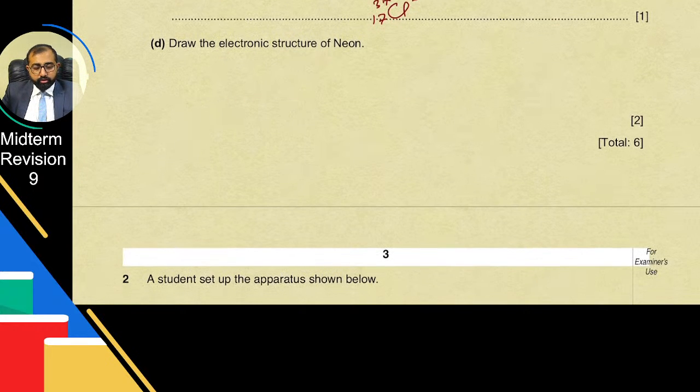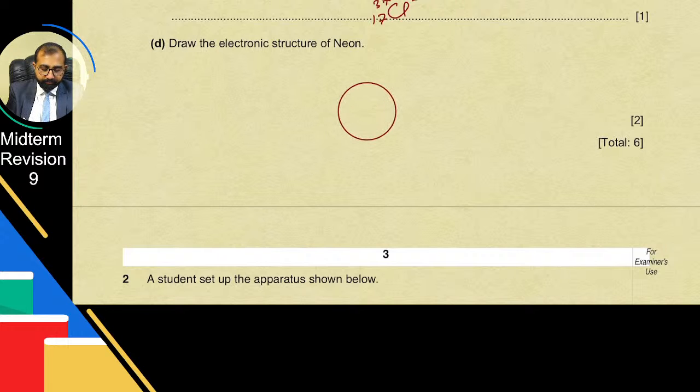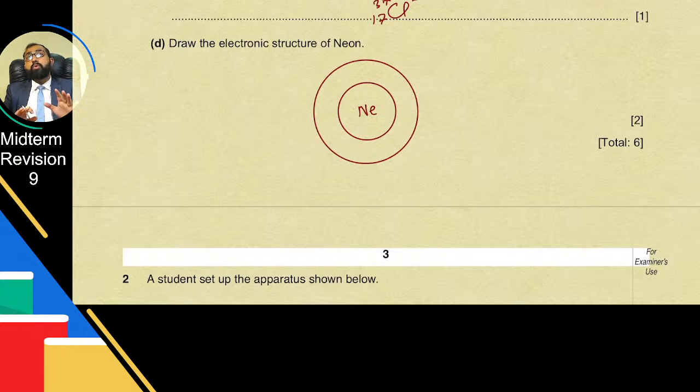Draw the electronic structure of neon. अब neon के लिए हम क्या करेंगे कि हम periodic table में जाएंगे. Neon is in the, we'll figure it out. It's in the second period and it's in the 8th group. That means second period means 2 shells. So all you have to do is draw 2 circles. Okay. In the middle, write Ne. No need to draw the nucleus. Okay. There is absolutely no requirement for that.